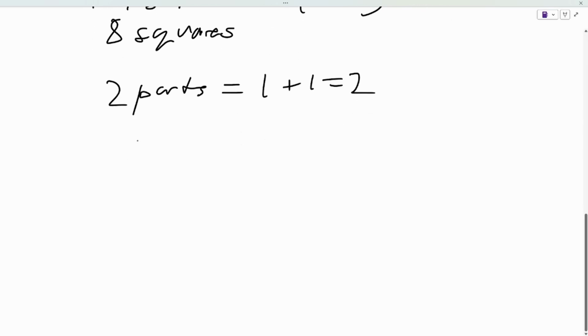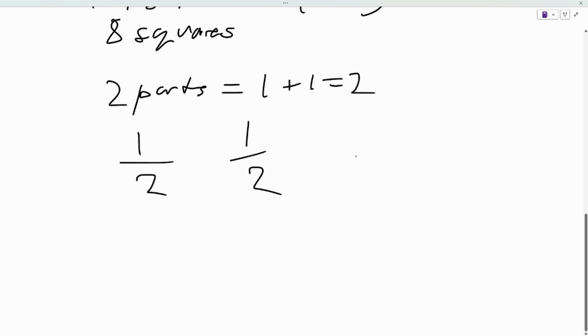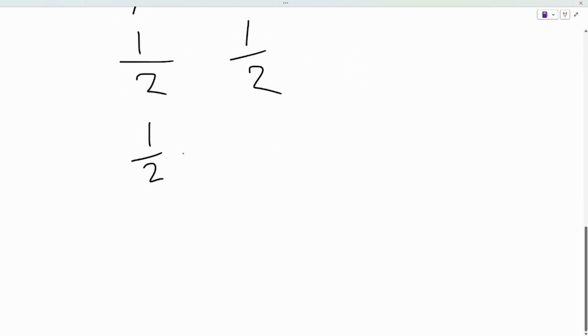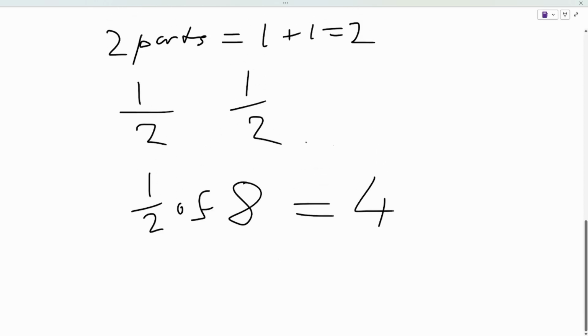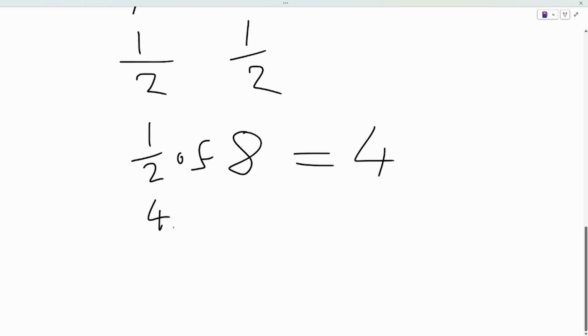And let's rewrite this as a fraction. So Tim got 1 part out of the 2 parts. And Ted also got 1 part out of the 2 parts. So we know they both get a half each. And we know there's 8 squares. So all we need to do is find a half of 8. And a half of 8 is 4. So now we know they both get 4 squares each, because a half of 8 is 4, and they both get a half each. So they both get 4 squares each.